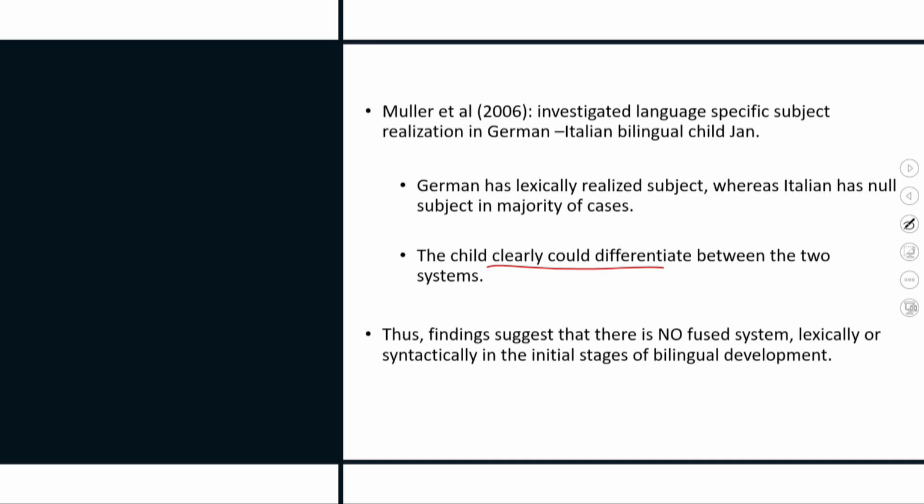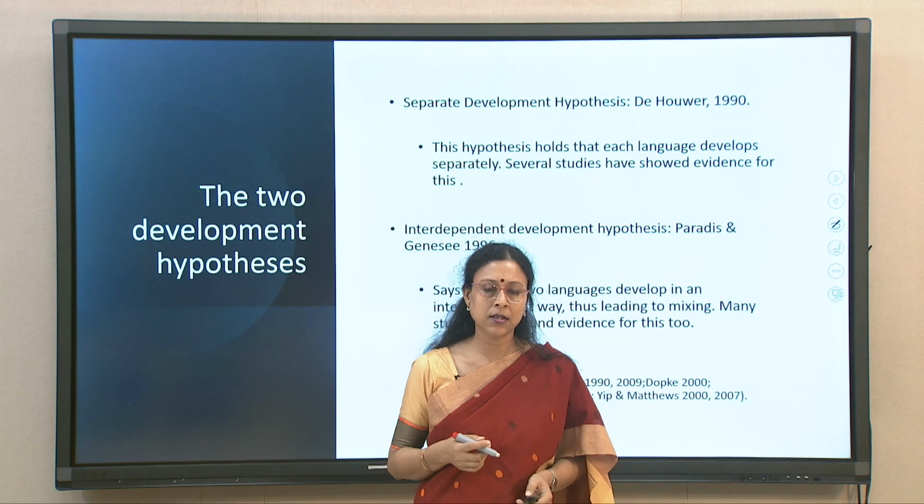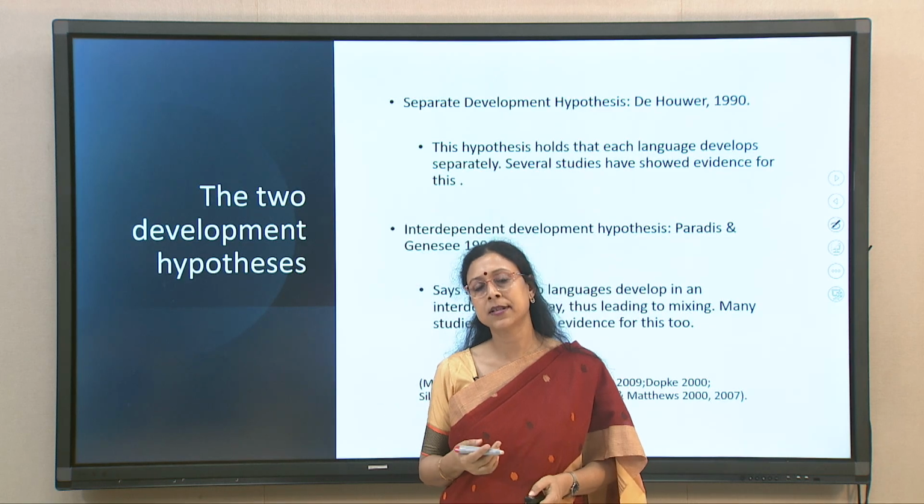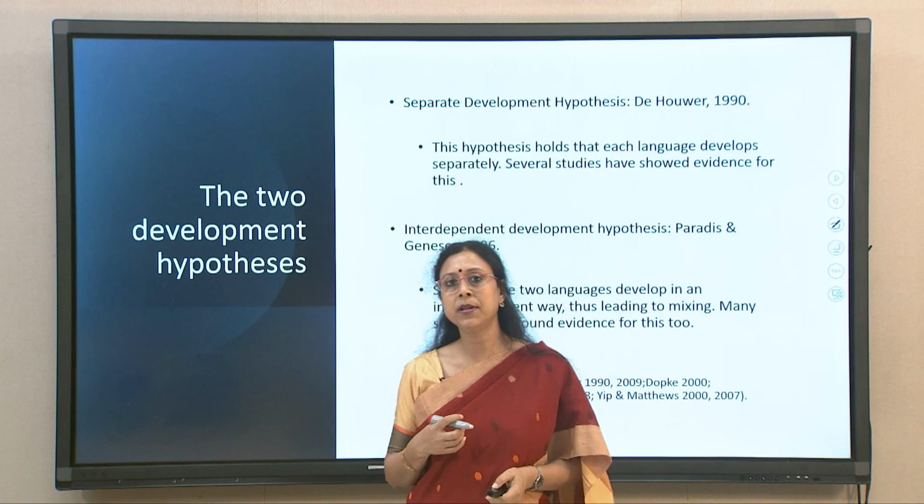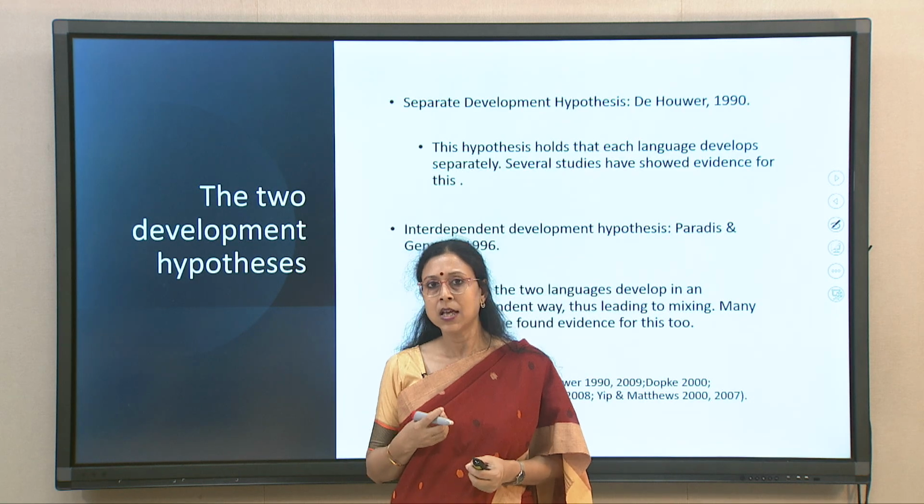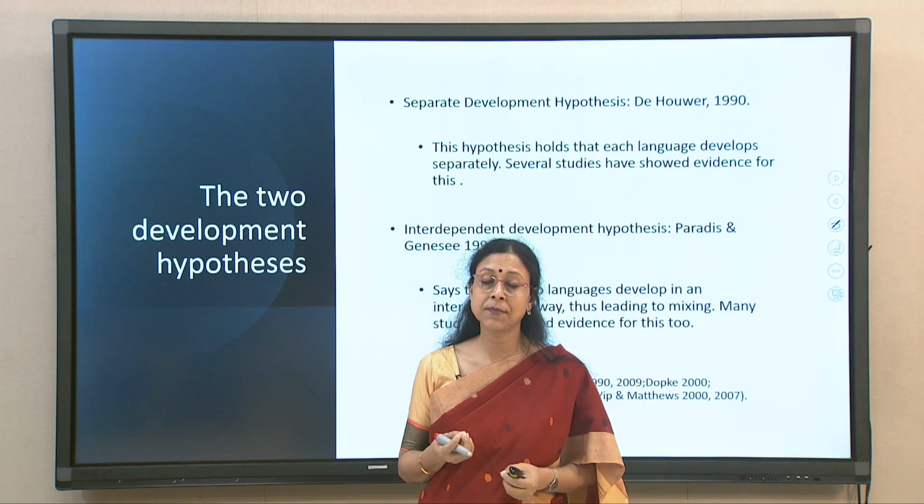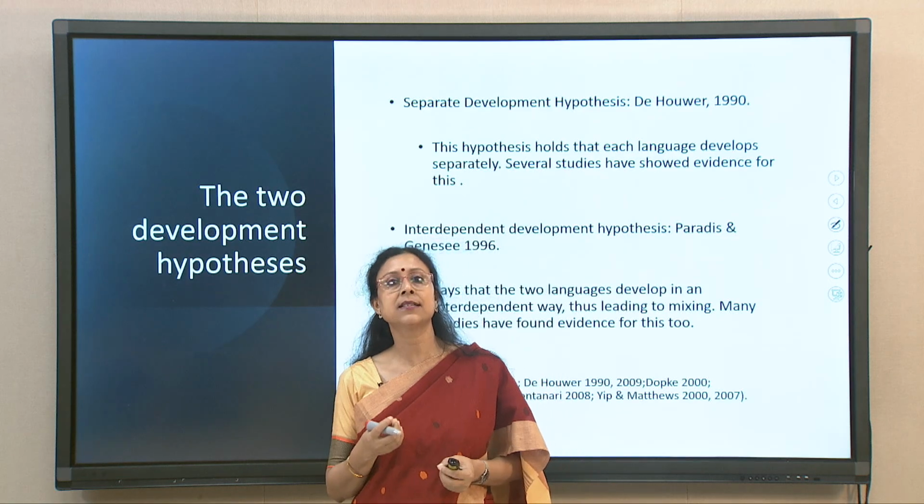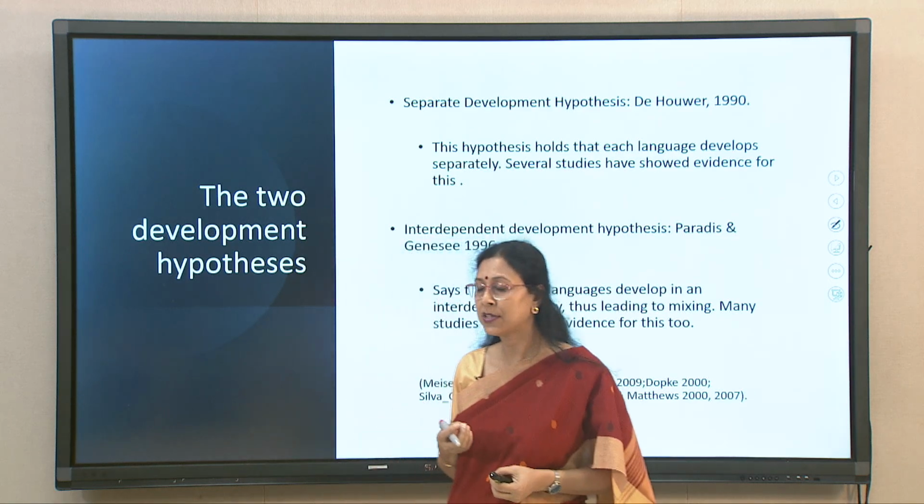So, findings from various later studies pointed towards the idea that probably there is no fused system, lexically or syntactically, in the initial stages of bilingual development. And then there are different kinds of hypotheses. Since two languages are getting developed at the same time, what could be the possibilities of mutual give and take? Is there a connection between the two languages? Since we know that they are able to keep them separate, there are chances of sometimes mixing, sometimes not mixing. So, what are the possible theories?